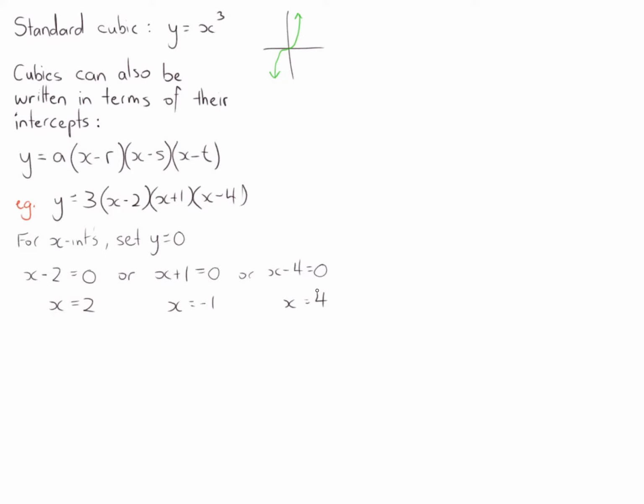So if we were to graph this, we know that we could plot these x-intercepts before we start. So here's our y and x-axes. Let's put a few scale points down. And let's plot our 3 x-intercepts that we've come up with: negative 1, 2, and 4.